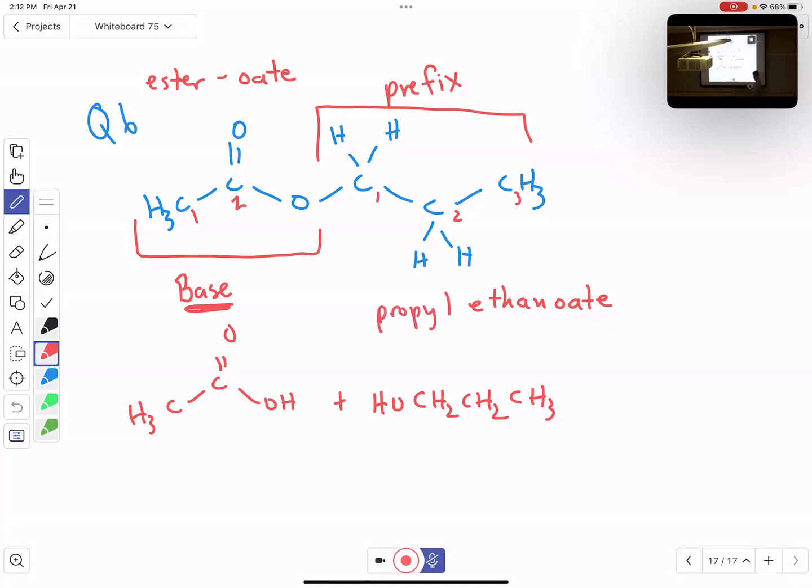Be propyl ethanoate, because we name esters in 2 halves, right? The base name comes from where is the ester, where is that carboxylic acid derivative? And then the prefix is going to come from the alcohol side. So what's the alkyl group attached to the ester? The alkyl group, 3 carbons long, right? 3 carbons is propane. So as a group, it's propyl. So propyl ethanoate. For question 6, yeah.